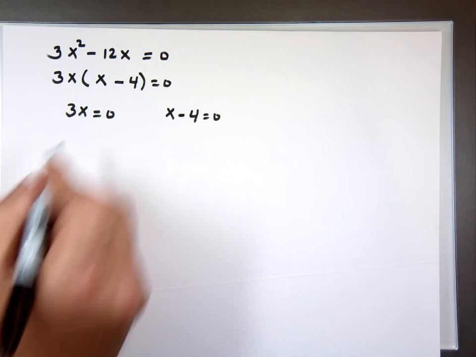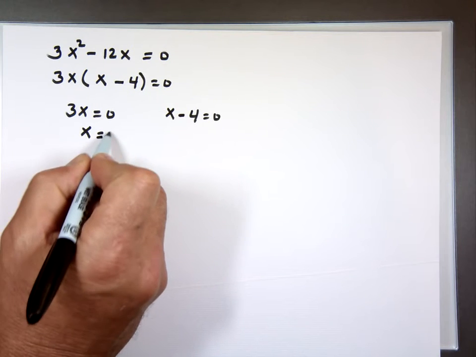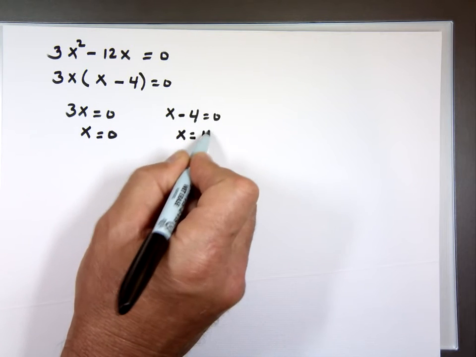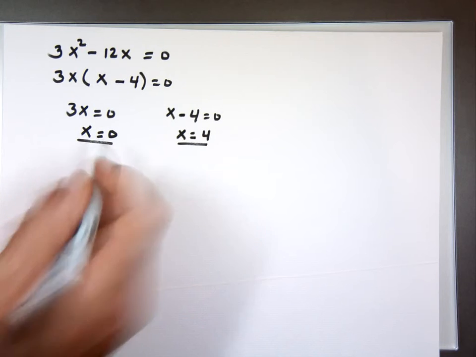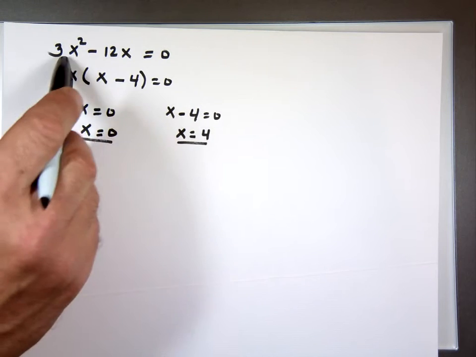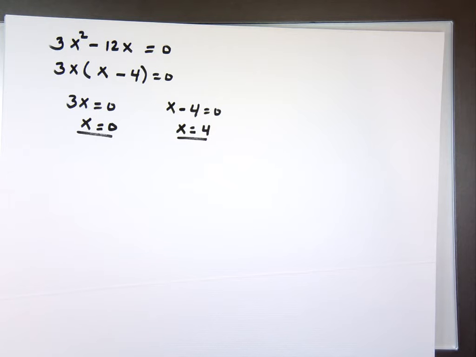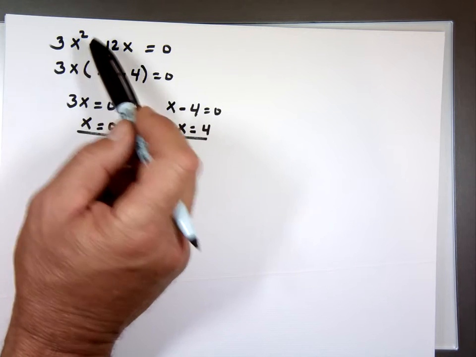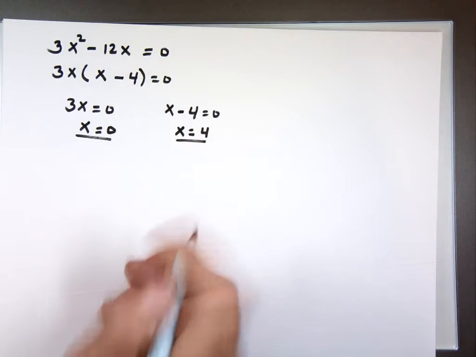X will have to be what here? 0. X will have to be what? 4. I'm getting lazy. I'm not checking to see if they work. You can look at them. I know they work. I can do it in my head. I know when x is 0, this is 0 minus 0, still 0. When x is 4, 4 squared is 16 times 3, that's 48. 48 minus 48 is 0, so both answers are good.